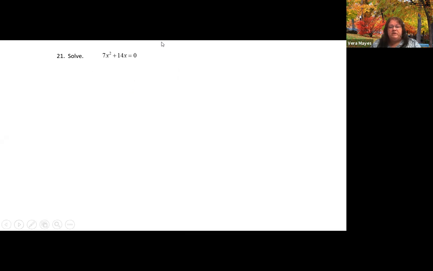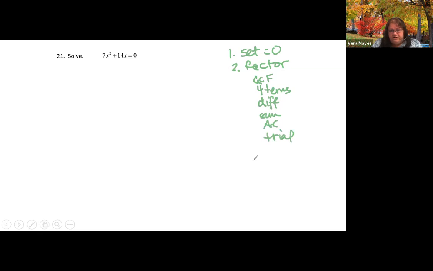All right, so we're solving now. We're not just factoring, we actually have to solve the problem. It already is equal to 0. So that's our first step, right? Set equal to 0. Second step is to factor. Pull out a GCF. Is it 4 terms? Is it a difference of 2 squares? Is it the sum of 2 squares? Is it an AC? Is it trial and error? Whatever you need to do with your factoring. And then we're going to set our factors equal to 0 and then we're going to solve. So that's the process on every solve question.